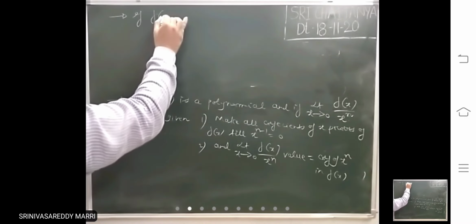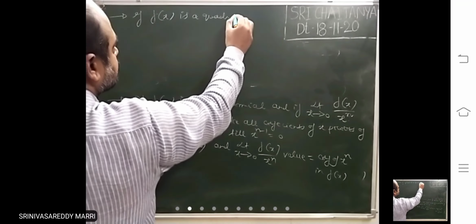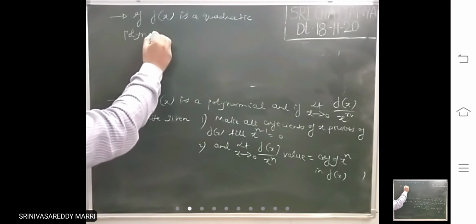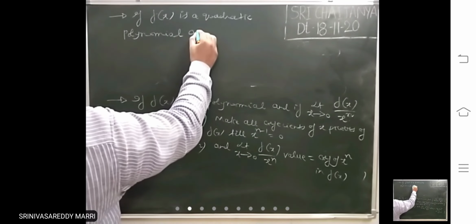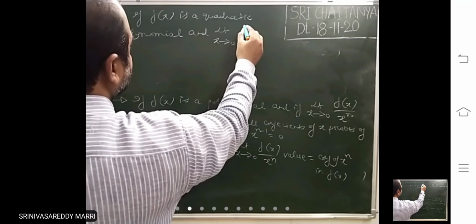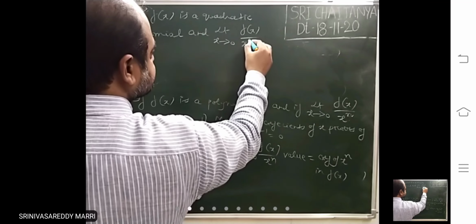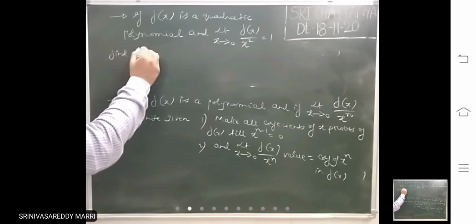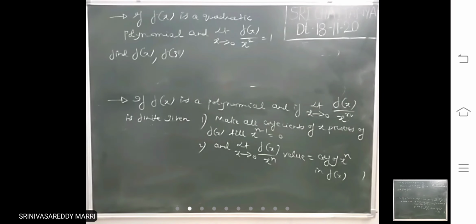If f of x is a quadratic polynomial, and given that the limit as x tends to 0 of f of x divided by x square equals 1, find f of x, and f of 3.